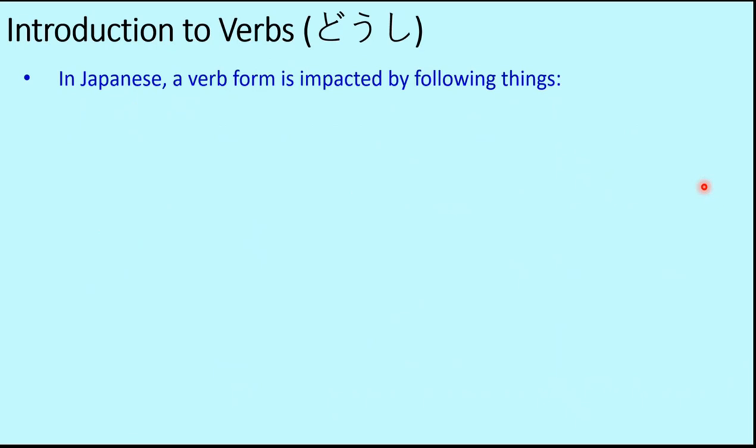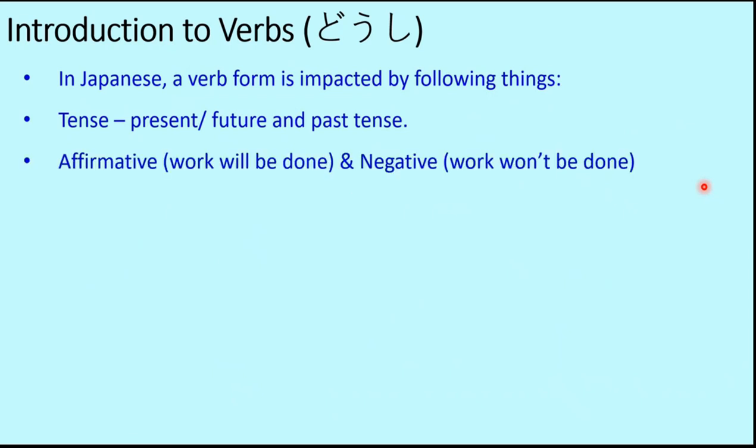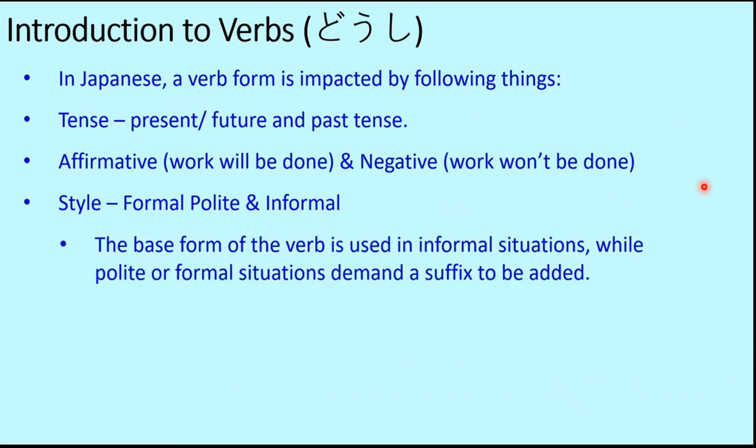In Japanese, a verb form is impacted by the following things. Tense: as we discussed earlier, there is the present or future tense and the past tense. Then affirmative and negative sentences. Affirmative means the work will be done, or I will do the work, and negative is the work won't be done, I won't be doing the work. The third factor that impacts the verb is the style, that is, whether the verb has to be written in the polite or formal form or in the informal form.